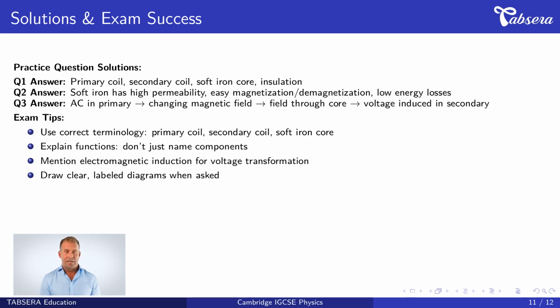Now, exam success tips. First, use correct terminology consistently. Say primary coil and secondary coil, not just coils. Second, explain functions, don't just name components. Third, mention electromagnetic induction when discussing voltage transformation. Fourth, draw clear, labeled diagrams when questions ask for them.